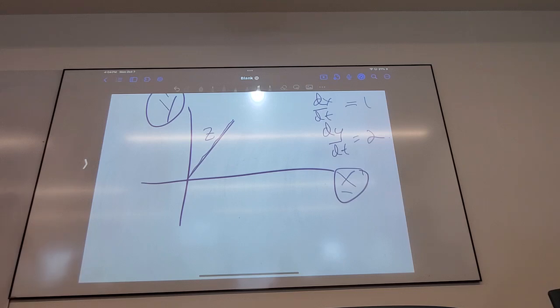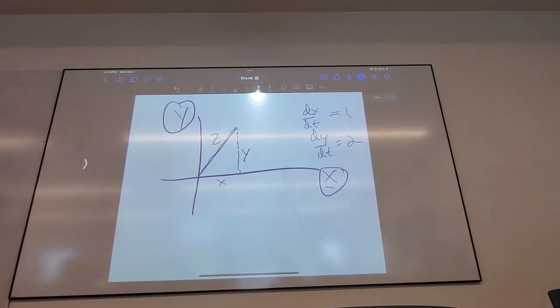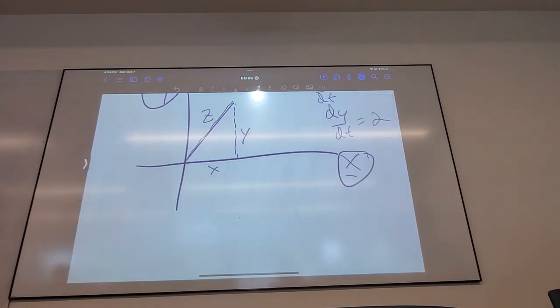Is there a relationship between all my variables involved? What kind of shape do they live in? Triangle. They live in a right triangle. This is x, this is y. So what's the relationship between the variables themselves? Oh, x squared plus y squared equals z squared. Yeah.